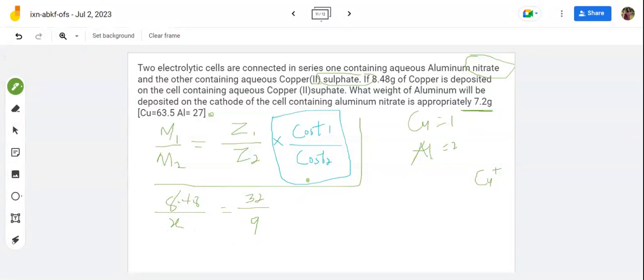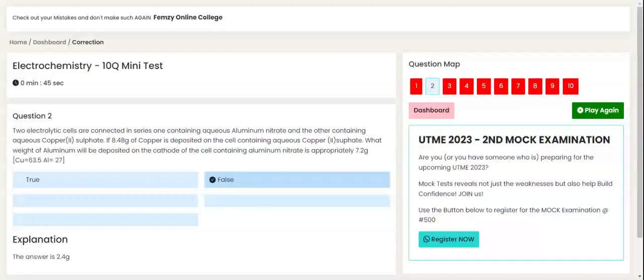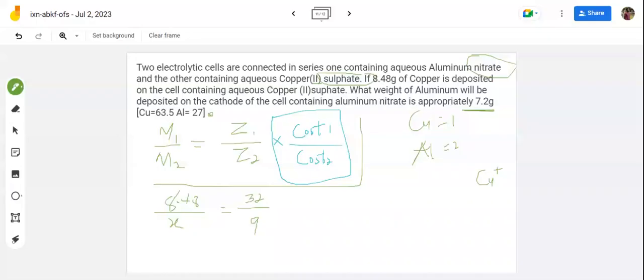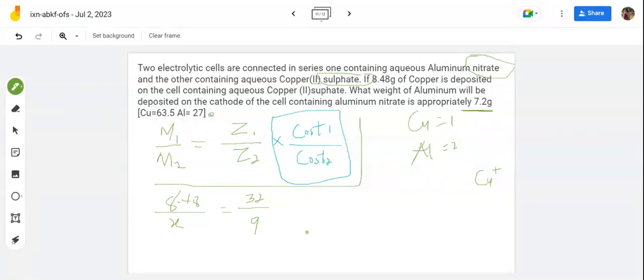Most likely to be wrong, you get. But the answer should be false. Let's see what we have there. The answer will be, yeah, it's false. Let me show you. Do you see that they said the answer is 2.4 grams? So let's see if your answer is 2.4 grams. So the answer is 2.4 grams.